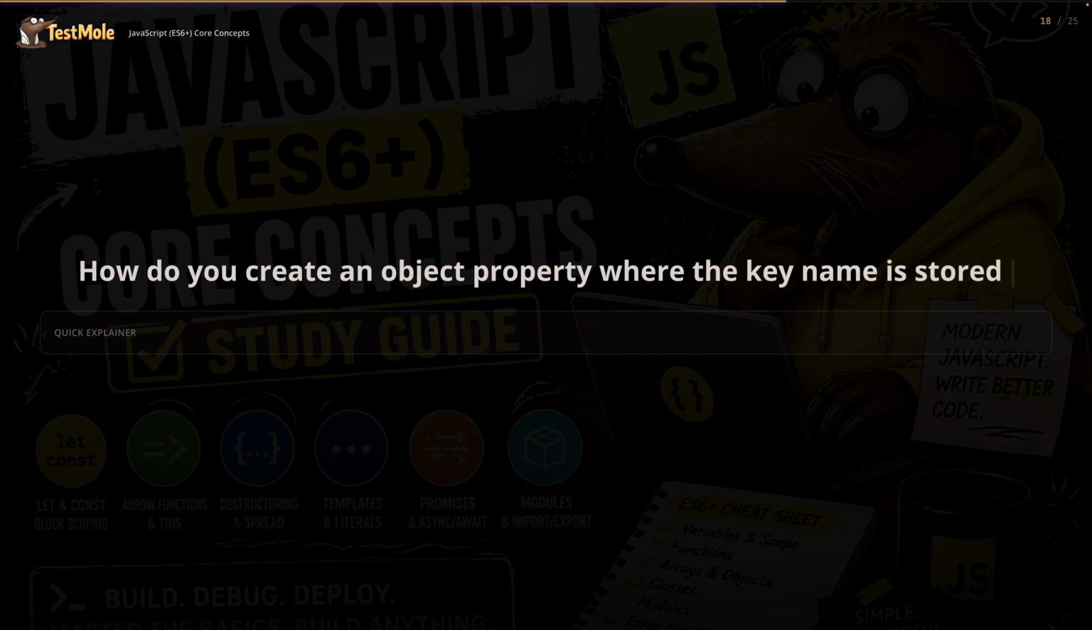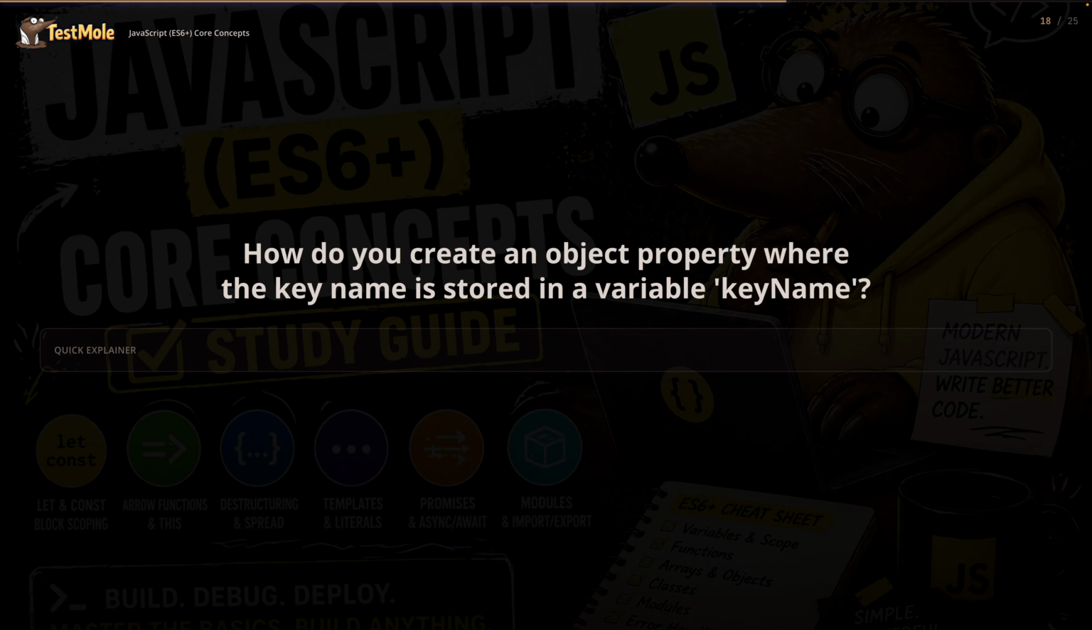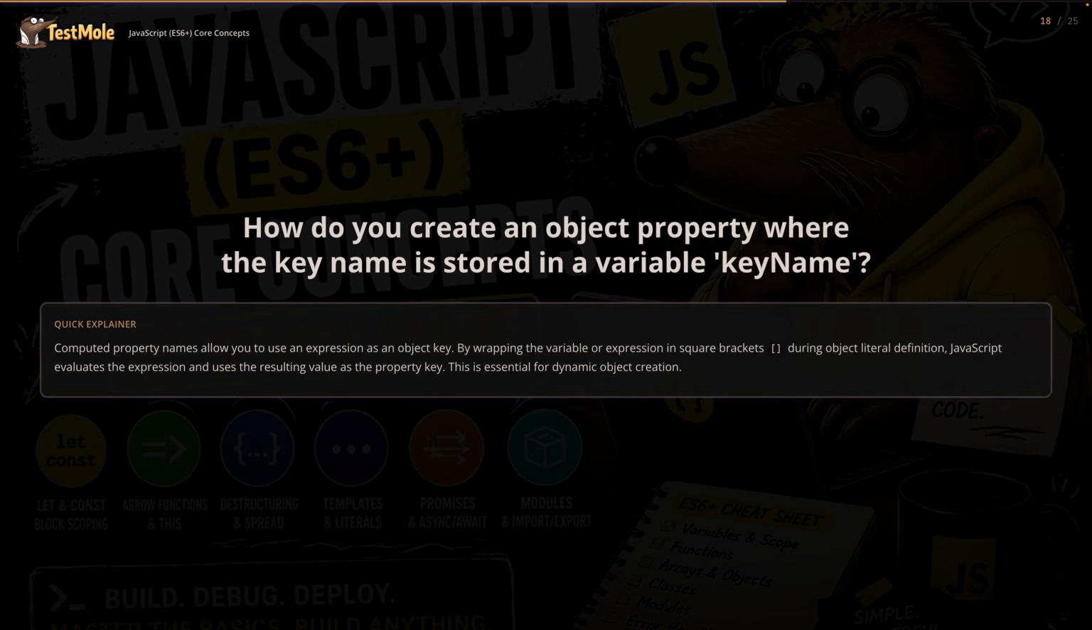How do you create an object property where the key name is stored in a variable keyName? Computed property names allow you to use an expression as an object key. By wrapping the variable or expression in square brackets during object literal definition, JavaScript evaluates the expression and uses the resulting value as the property key. This is essential for dynamic object creation.